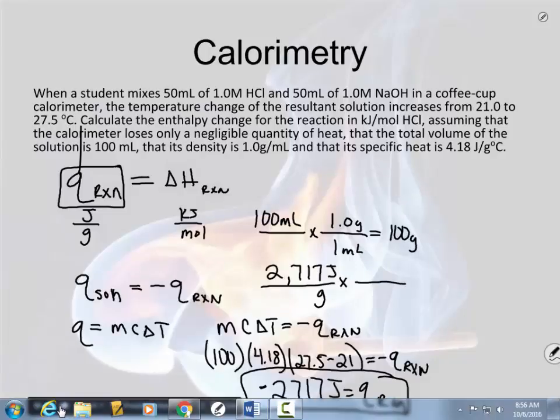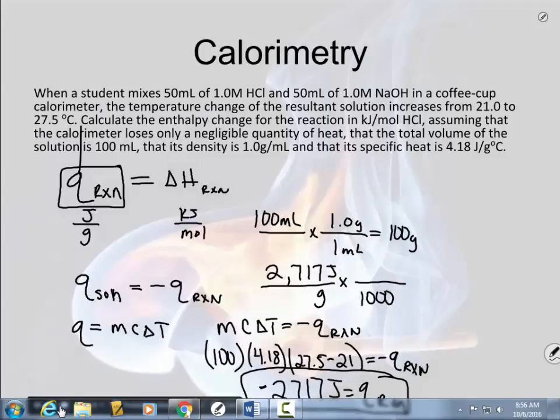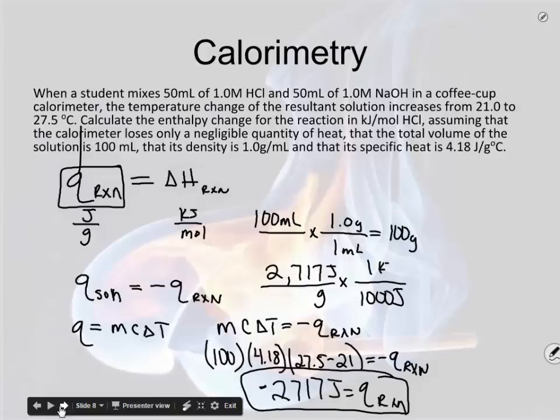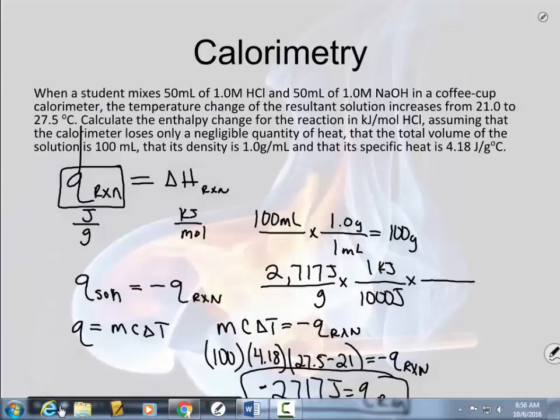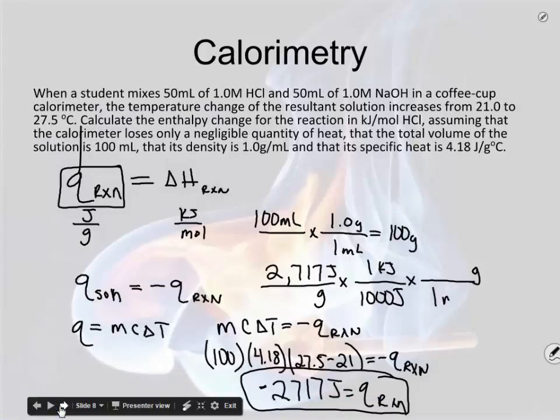And we're going to convert joules into kilojoules. So there are 1,000 joules in 1 kilojoule. And then we have to convert our grams, using our molar mass, into so many moles. To get the moles of our hydrochloric acid solution, we're going to use the molarity that it gave us. So it gave us a molarity of 1.